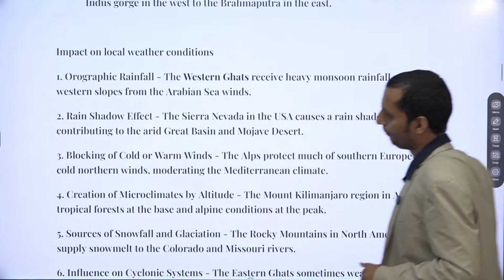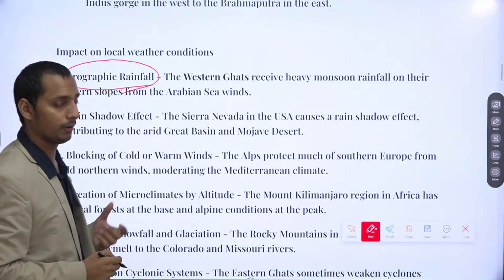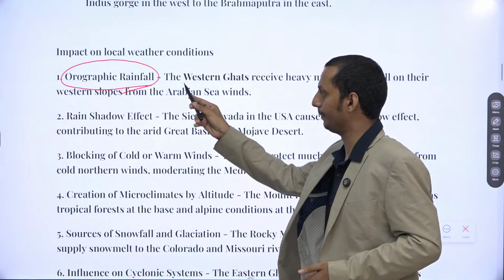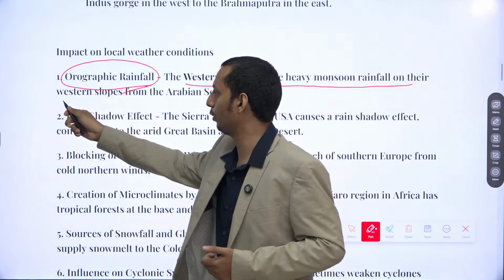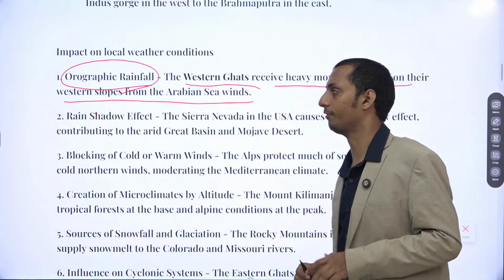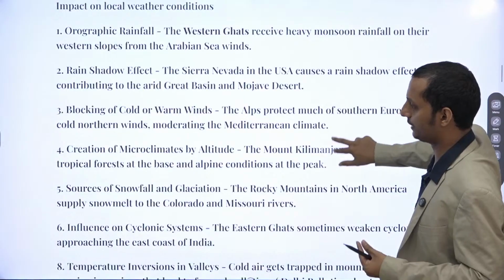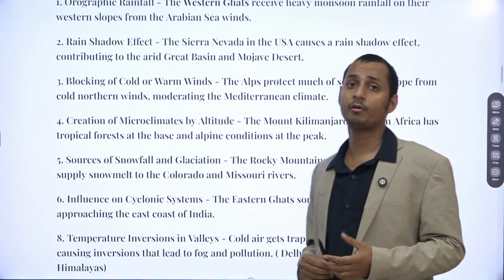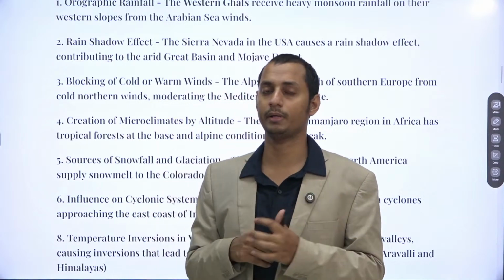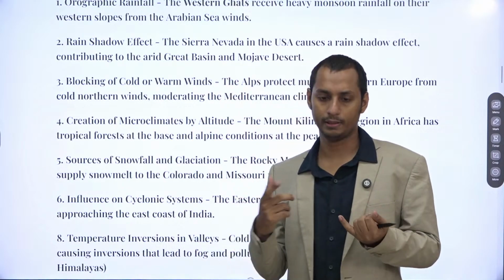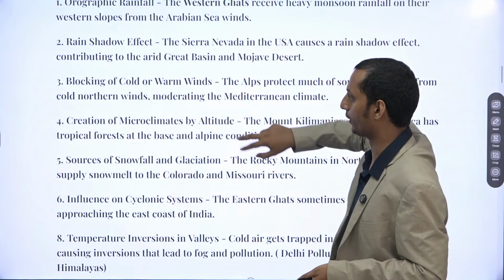Always, when you write the impacts, go for headings, such as orographic rainfall, and mention an example regarding the same. Western Ghats receive heavy rainfall on their western slopes from the Arabian Sea because of orographic rainfall. Now, rain shadow effect, Sierra Nevada. Now try to go for global examples, okay? Because the question is regarding the mountain ranges of the world and not regarding India. So go for global examples rather than always providing Indian examples such as Aravalli, Deccan Plateau, Eastern Ghats and all these. Then blocking of cold and warm currents.